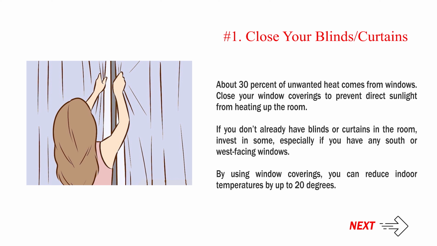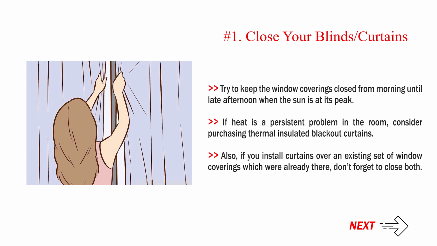If you don't already have blinds or curtains in the room, invest in some, especially if you have any south or west-facing windows. By using window coverings, you can reduce indoor temperatures by up to 20 degrees. Try to keep the window coverings closed from morning until late afternoon when the sun is at its peak.